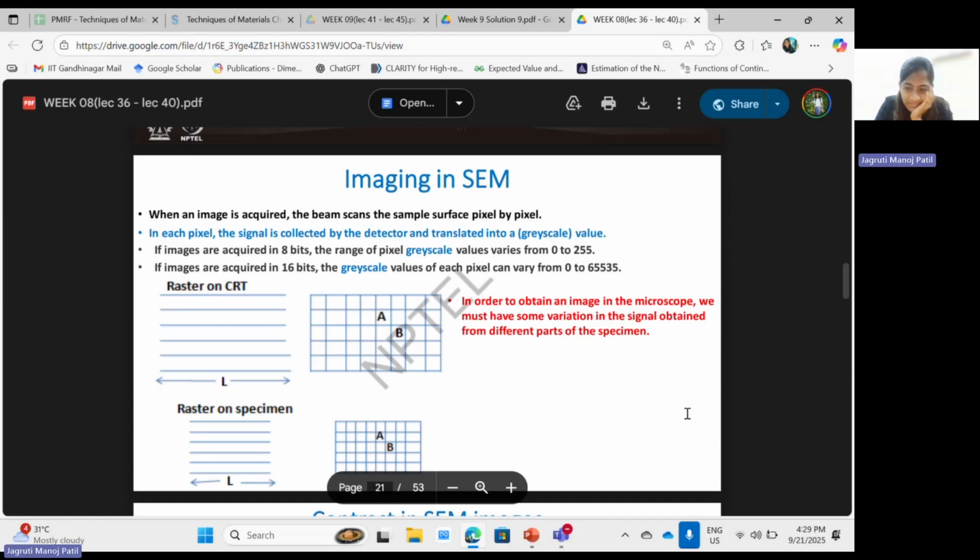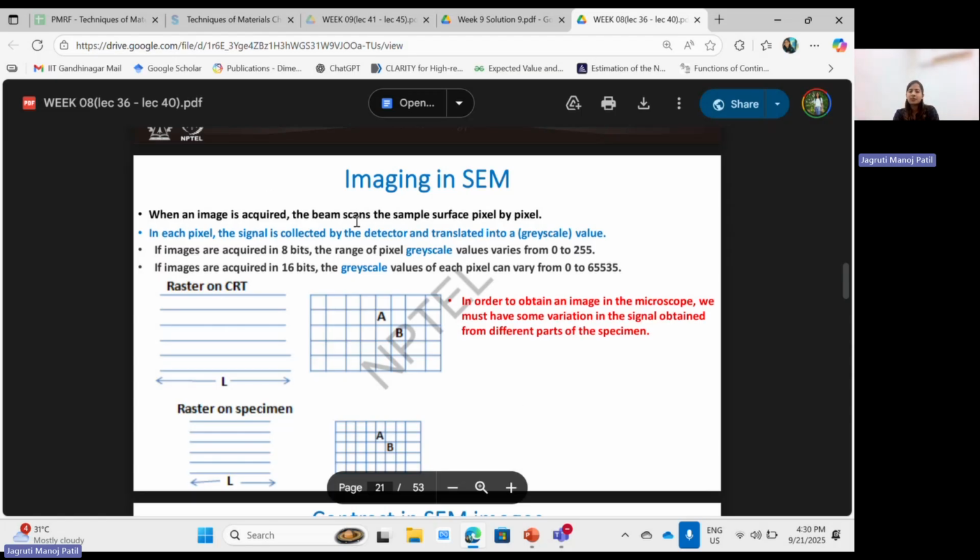Okay, I guess that takes up time, and somehow you have had a look and an idea of how EDS and WDS are different, right? So now we have imaging in SEM.